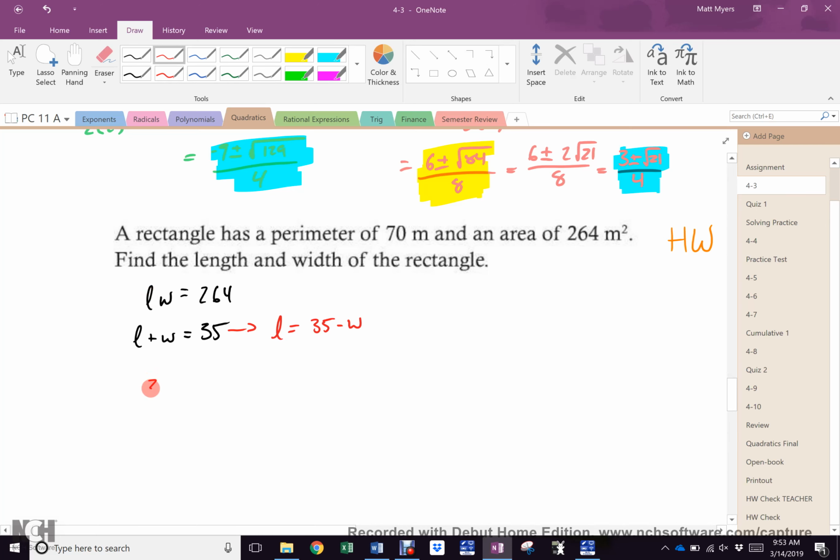35 minus W. So 35 minus W times W equals 264, right? So 35W minus W squared equals 264, right? So W squared minus 35W plus 264 equals 0, correct? And then once you have that, do you have ABC? And you run it through the quadratic formula and you find that L and W are what? 24 and 11. L equals 24, W equals 11. I don't need to run that through the quadratic formula, do I?